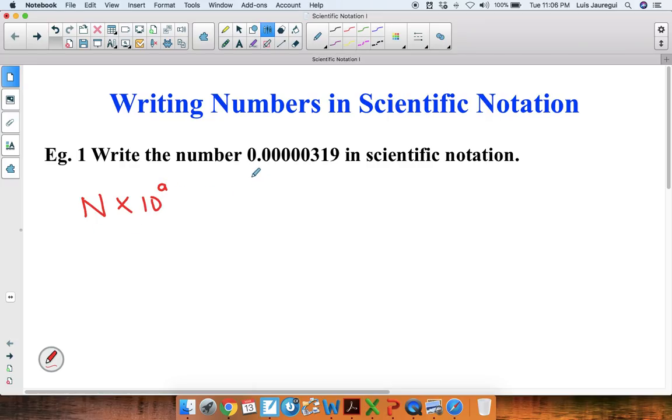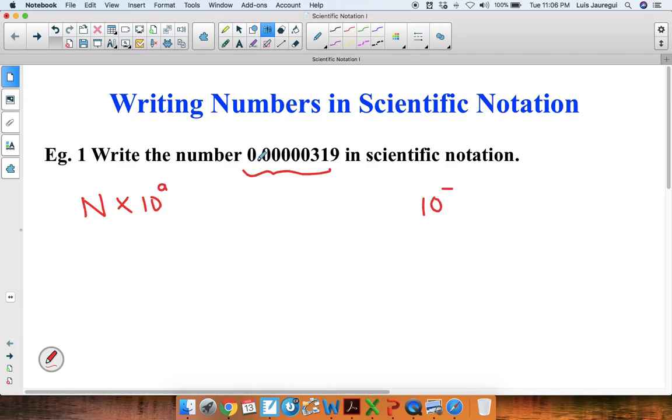In this particular case, the first thing I'm going to ask you to do is to determine whether this is a small number or a big number. A small number is any number less than 1, and a big number is a number greater than 1. In this case, since this number is less than 1, we're going to say that this is a small number. So that means that your exponent will be negative.